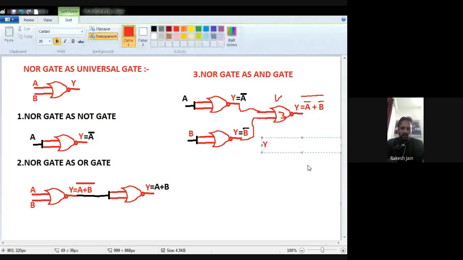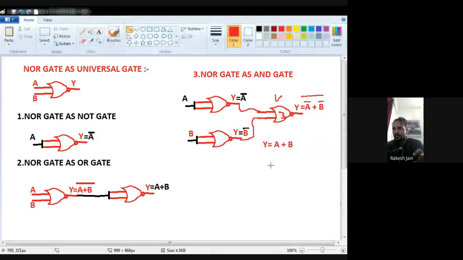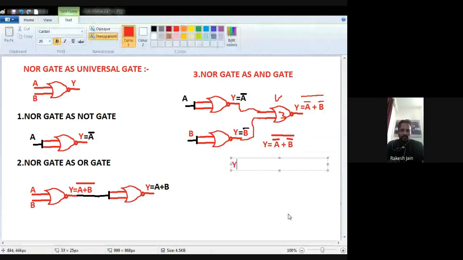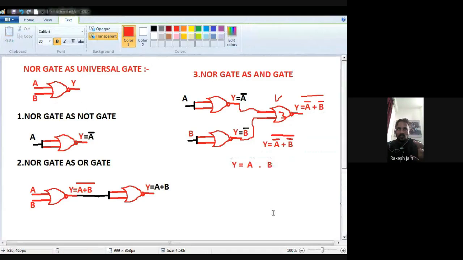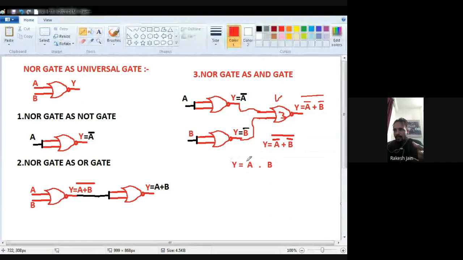Now see, according to De Morgan's theorem, here we find Y is equal to (A bar plus B bar) bar. And De Morgan's theorem states that if two things are in addition having a bar, then just split them with a multiplication sign, meaning dot, and bar each individually. So the first thing is A bar bar, the second thing is B bar bar.